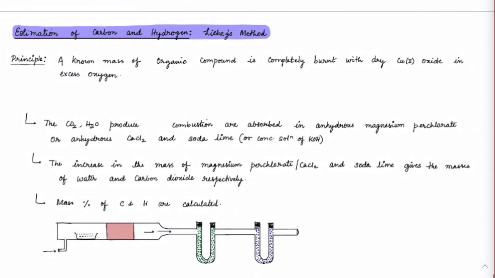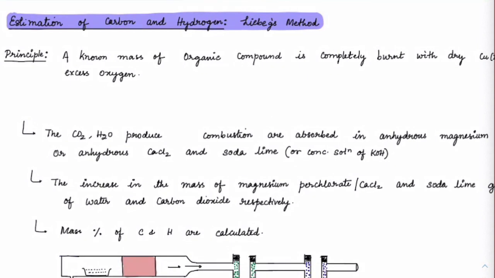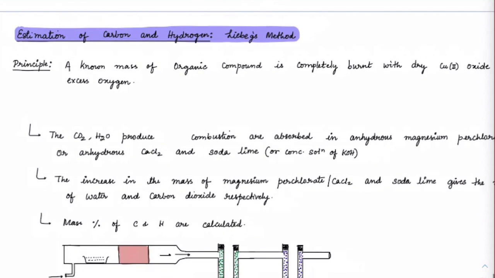Check this out. This is called Liebig's method, and Liebig's method is nothing but the estimation of carbon and hydrogen. So earlier, whatever we have studied was the purification part. Now we are trying to find out the estimation of every element in the organic compound. So how does it run?